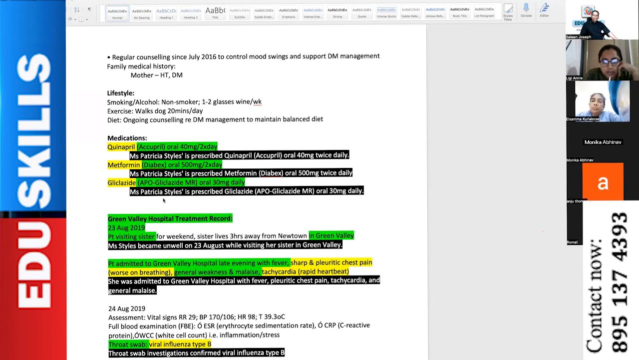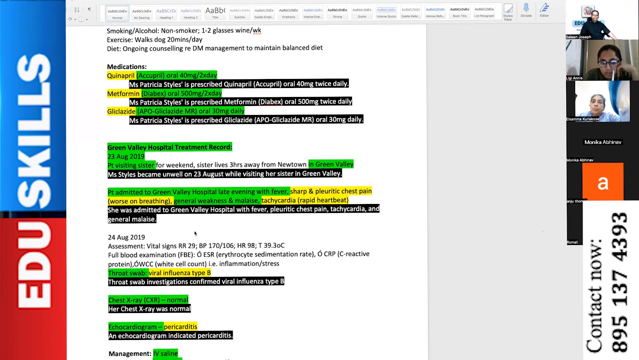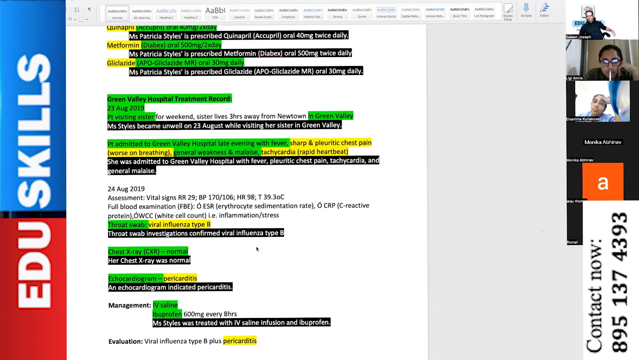So when you repeat, you can also just omit the first name and address with the second name, or also you can use the pronoun she. Okay. She was admitted to Green Valley Hospital with fever, pleuritic chest pain, tachycardia, and general malaise. Throat swab investigations confirmed viral influenza type B.